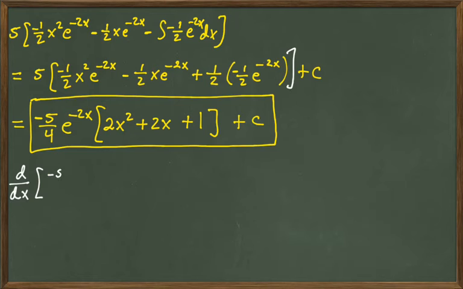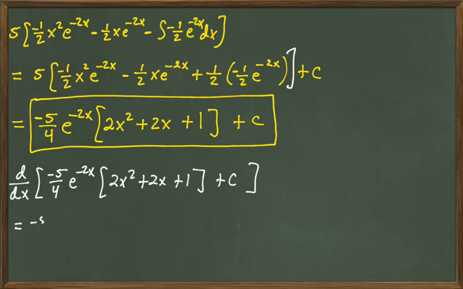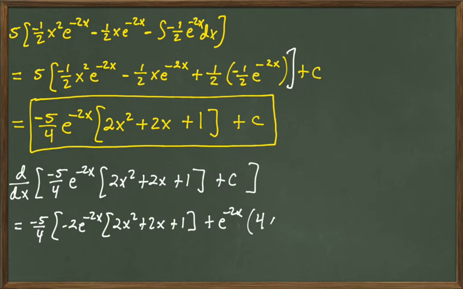So the derivative of negative 5/4 e to the negative 2x times 2x squared plus 2x plus 1 plus the constant of integration. So negative 5/4 times negative 2e to the negative 2x times 2x squared plus 2x plus 1. So derivative of the first function times the second function plus the first function, e to the negative 2x, times derivative of the second function, which is 2x squared plus 2x plus 1. Derivative of that would be 4x plus 2. And derivative of the constant of integration, that's gone.